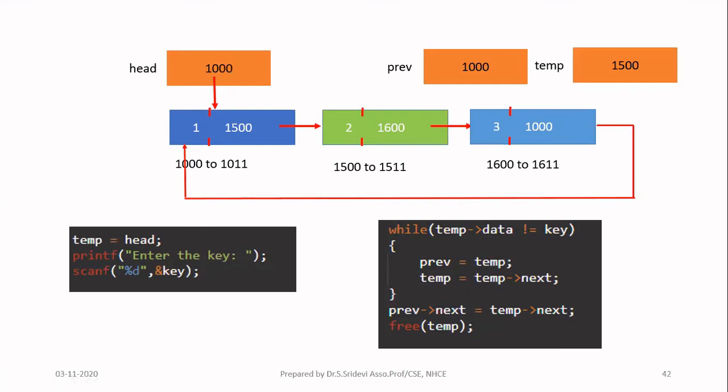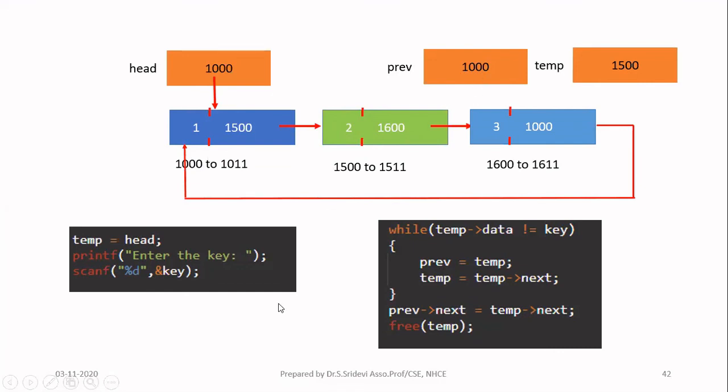What you have to do? You have to keep track of two things. One is, whatever is the current temp node, you have to make it the previous node, like whatever was seen in the previous step. Then you have to make the next field of temp the current temporary node. So according to this diagram, when I start, previous will be equal to 1000, and temp will contain 1500. Whenever I come outside the loop, temp will be 1500, because that is having the value 2, and previous will contain this address 1000.